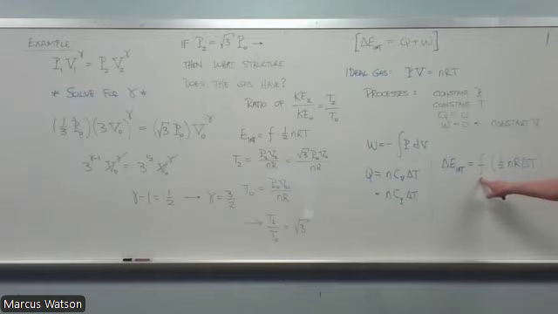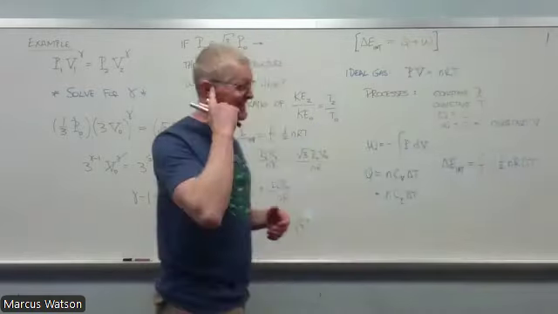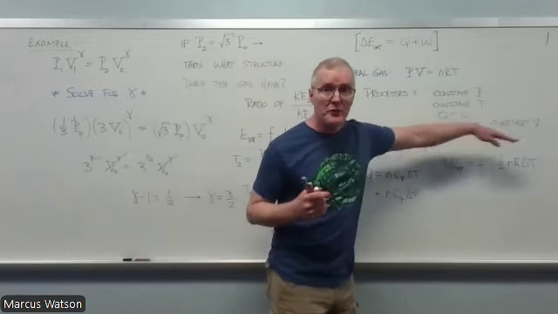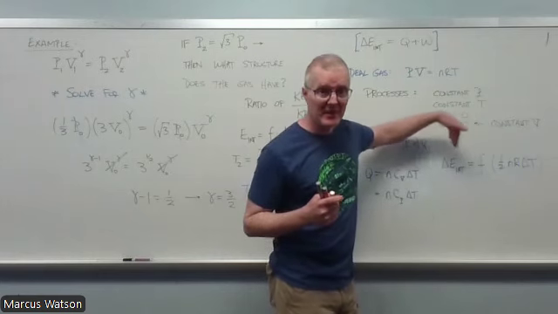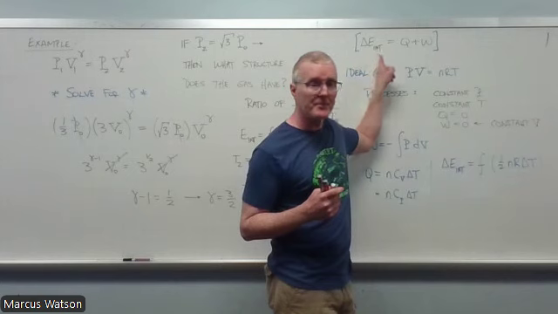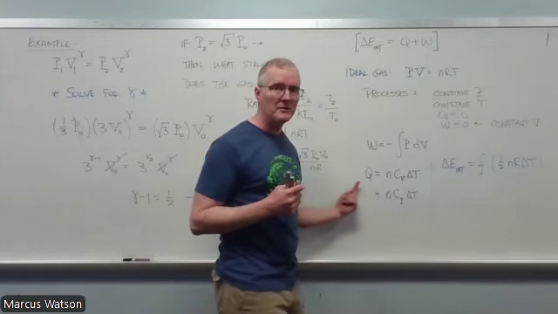Where this F is the number of degrees of freedom the gas has. Now, this is always true for an ideal gas. This is the internal energy change of an ideal gas. That can be used here. But these are not always true for Q.